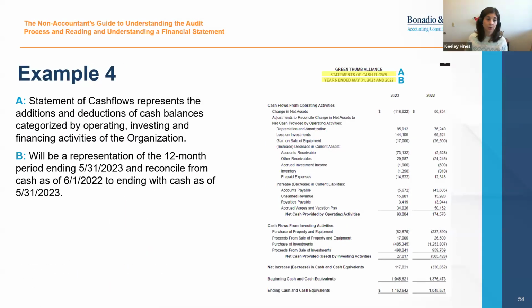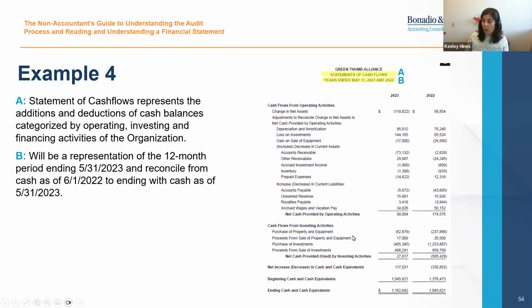Okay, statement of cash flows. So if you remember, this is going to give you your additions and deductions. So it is going to take you from the beginning of the fiscal year to the end of the fiscal year, and it's going to break out the cash flows by operating and investing and financing when applicable. A good example of financing would be if there was a borrowing taking place.